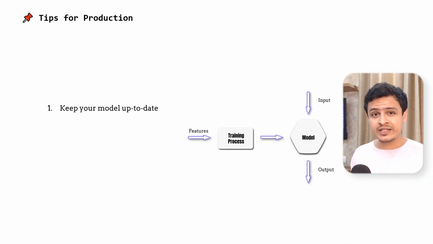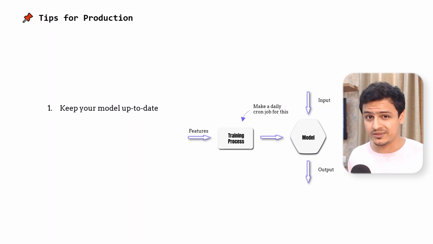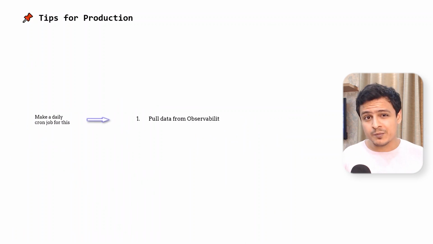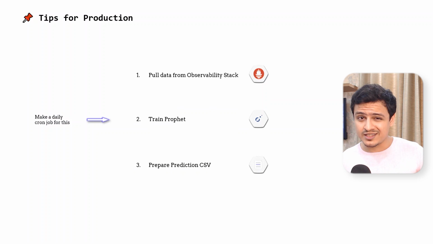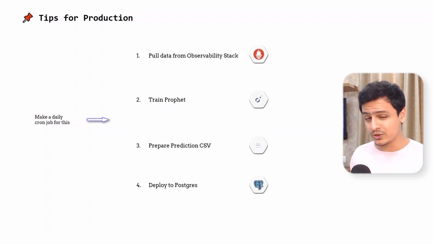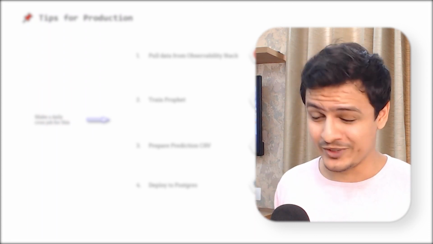Now before you go on deploying this model straight to production, there's a few tips you need to know about. First, make sure you keep retraining your model and update the prediction data in your database. You can run this as an automated daily job or something. This job will pull data from your observability stack, train Prophet, predict a couple of days ahead, and if the error rate isn't too high, deploy the model to Postgres. Deploy to Postgres. That just sounds weird.